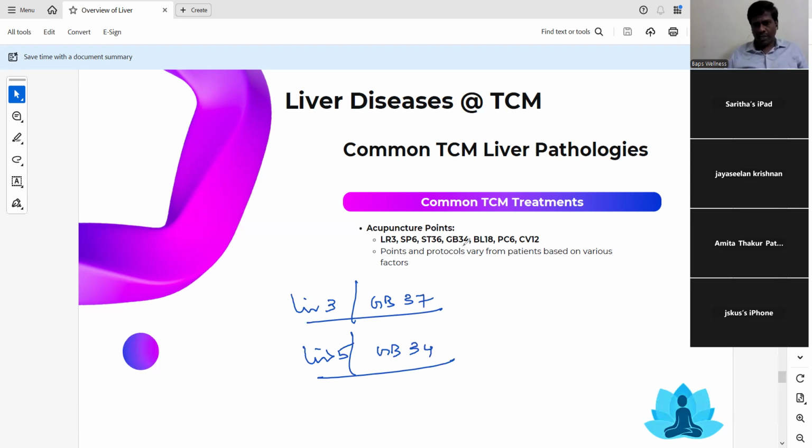Then shu points, BL18, and you can use liver 14, then CV12, P6. These are all the common points. This will vary fully depending on the patients. For that only I have explained how we need to check.